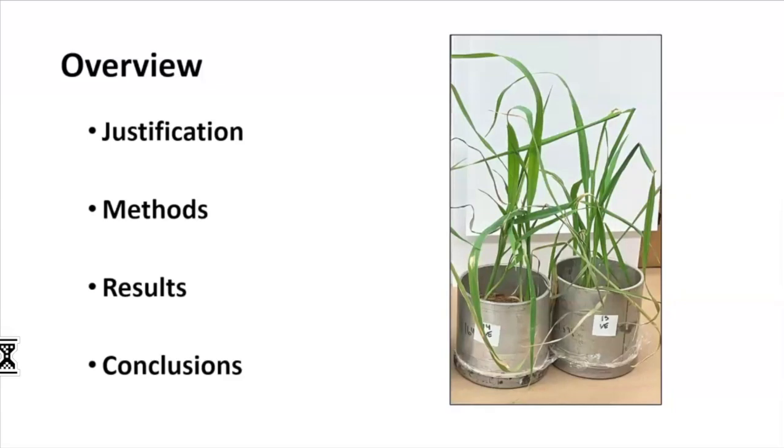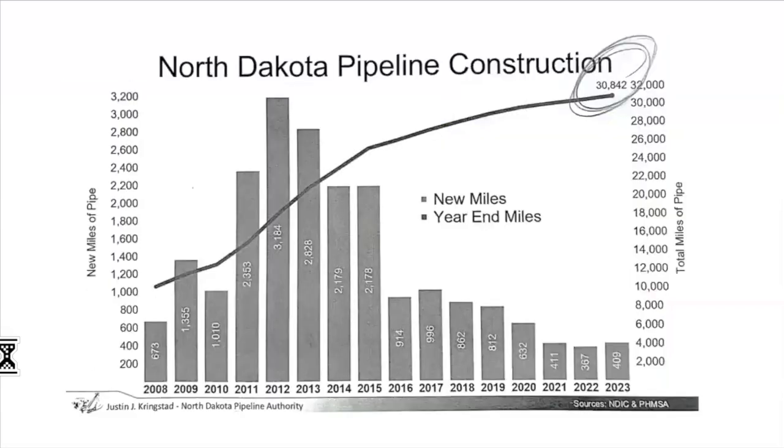The first couple slides will be the justifications for my research, and then the next couple slides will go through methods. I have about 6 results and 2 conclusion slides. So we're going to start.